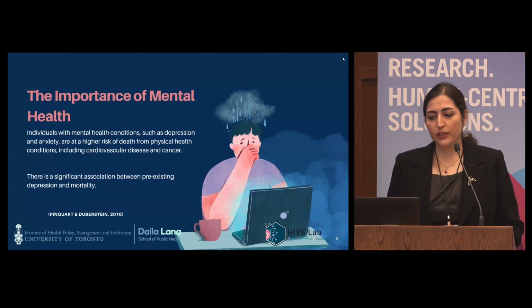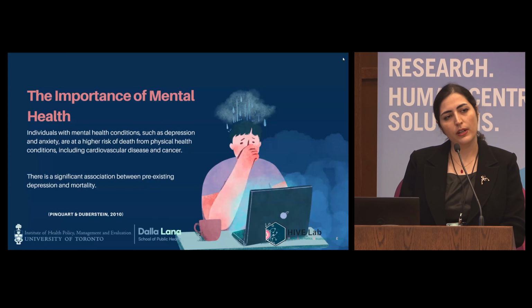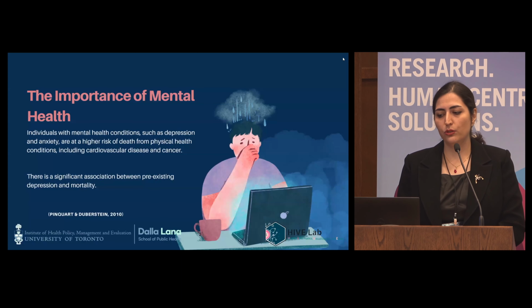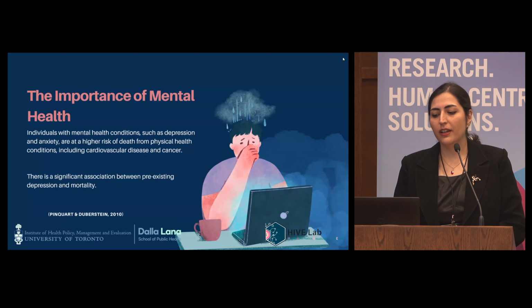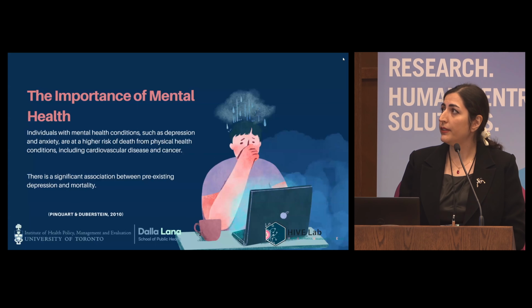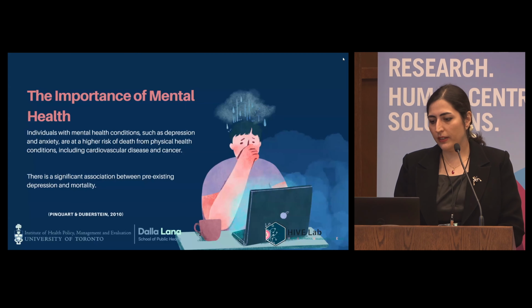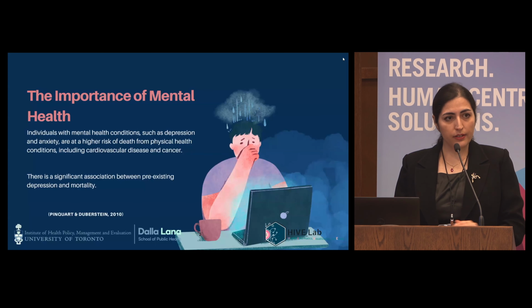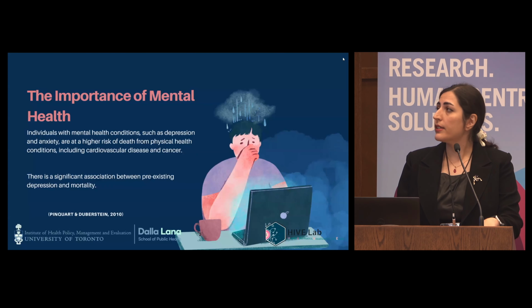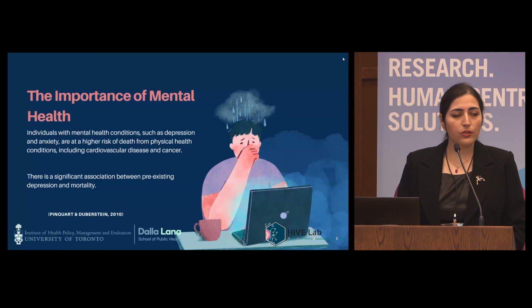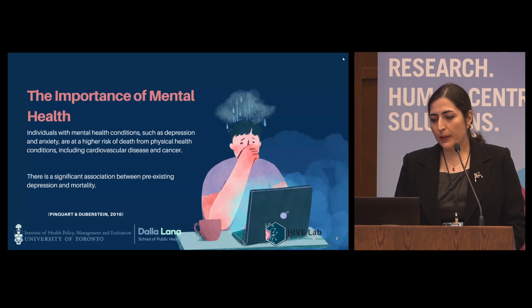Just a quick touch on the importance of mental health as one of the social and behavior determinants of health, and why we decided to choose these specific determinants to investigate their effect on mortality. Studies have shown that individuals with mental health conditions such as depression and anxiety are at higher risk of death from physical health conditions, including cardiovascular diseases and cancers. Moreover, there is a significant association between pre-existing depression and mortality.